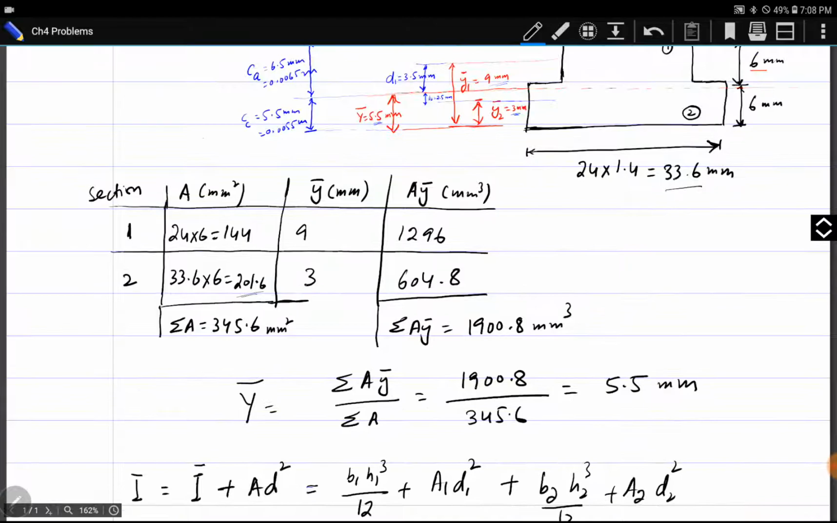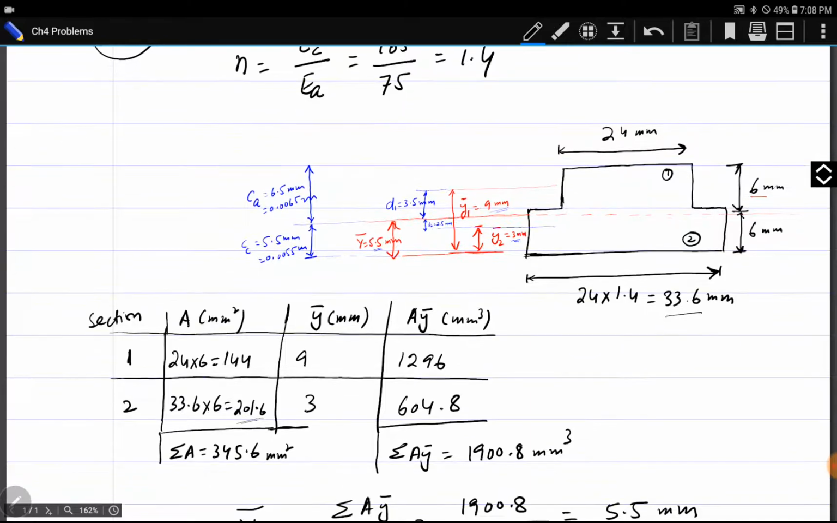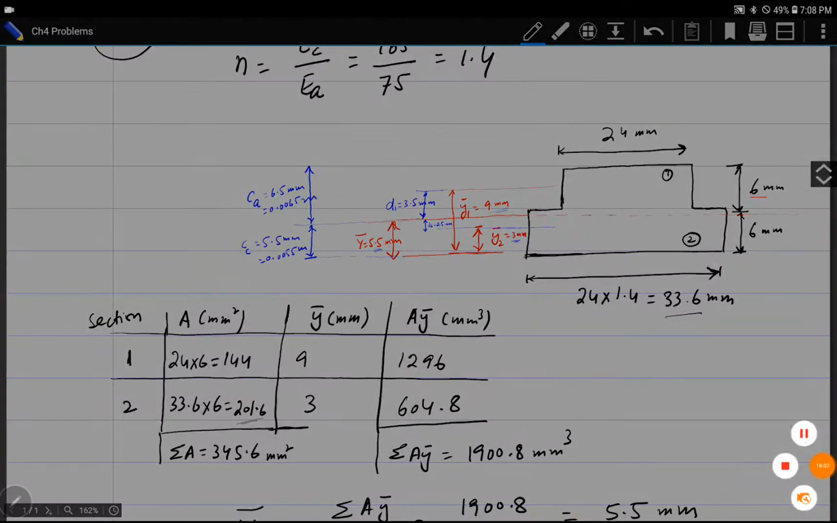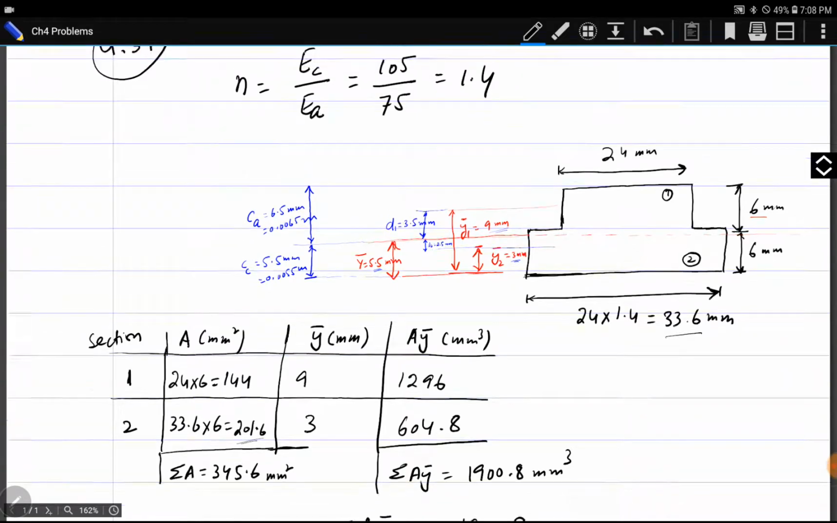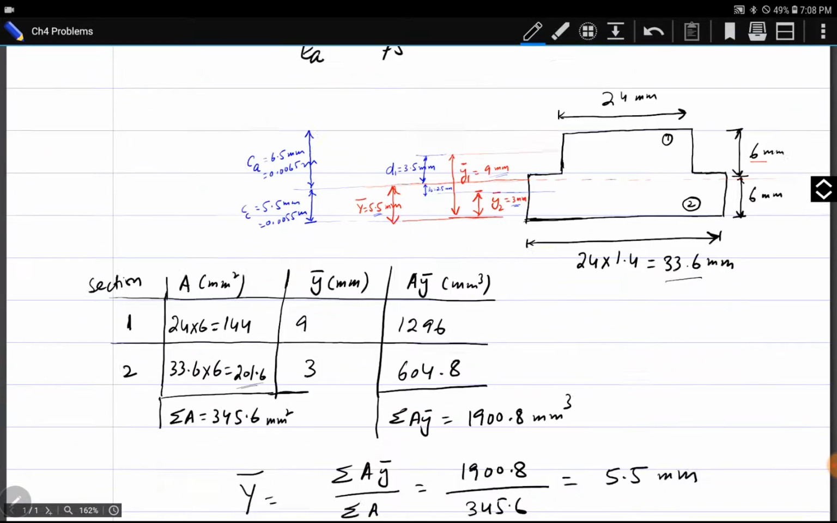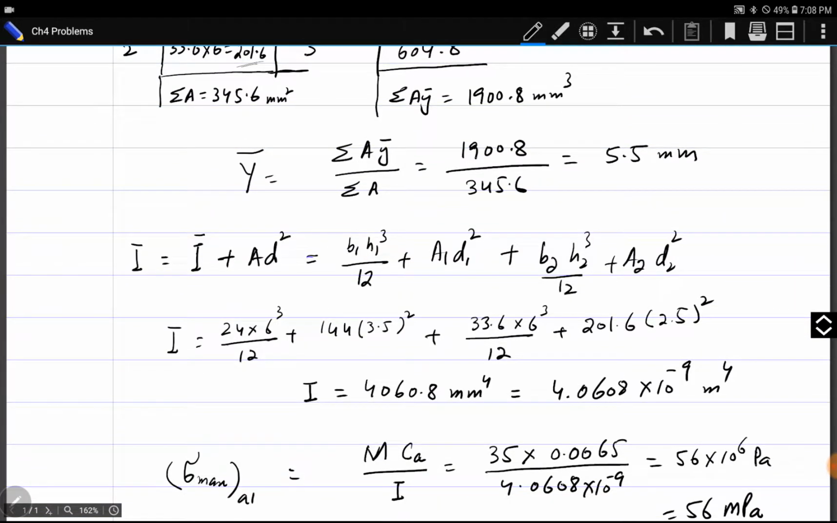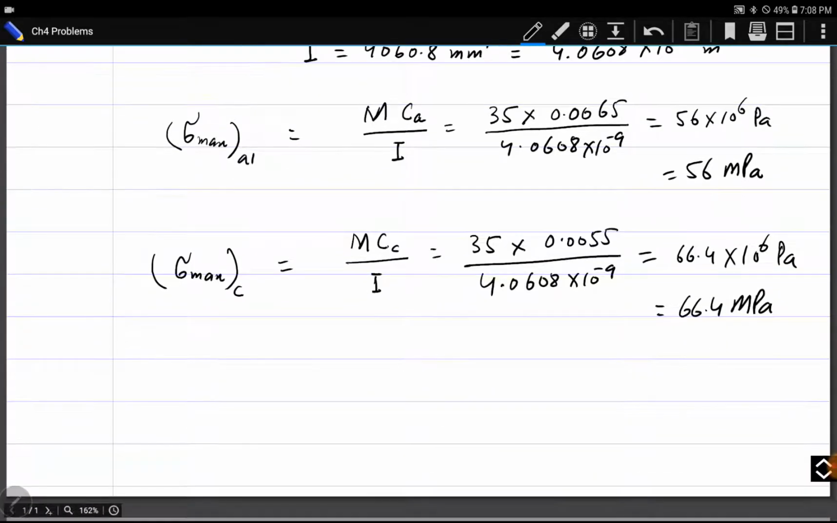Centroid has been found using this expression, summation of A y dash divided by summation of A. We have divided the cross section into two different areas, area 1 and area 2. Area 1 is the area of aluminum, area 2 is the transformed area, which was initially copper, but we have transformed it into aluminum by using N, which is the ratio of the two moduli of elasticity. So I is actually the sum of I for the aluminum section and I for the copper section, I1 and I2. I hope it is very easy to understand. We will move towards our next problem.